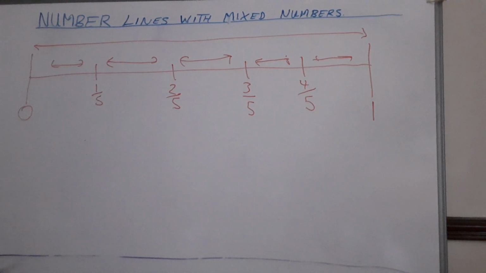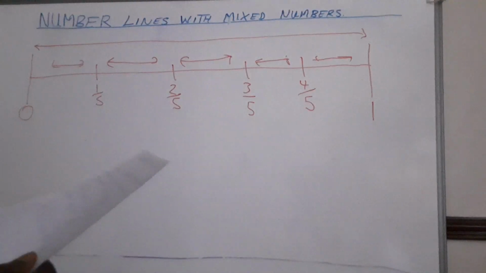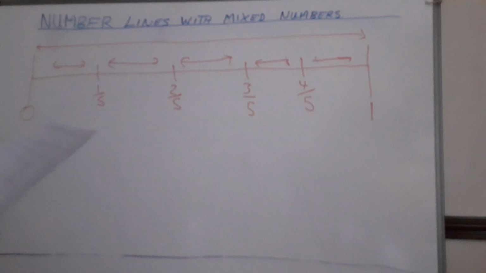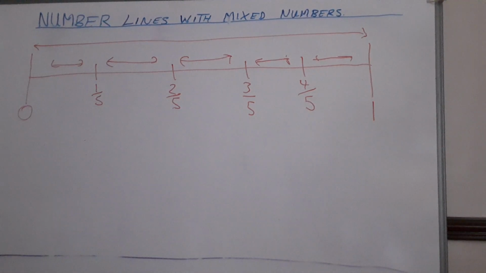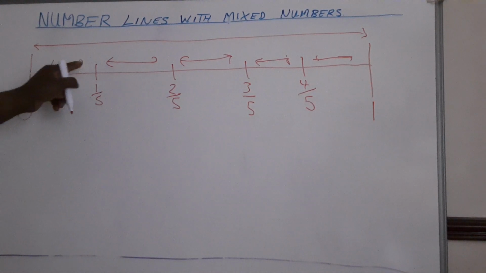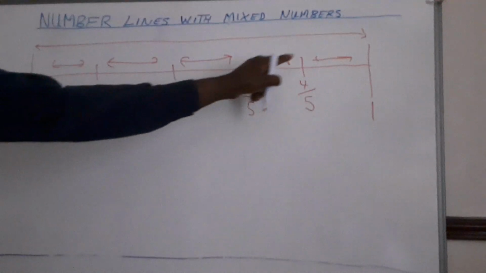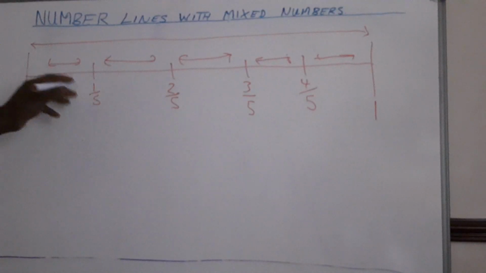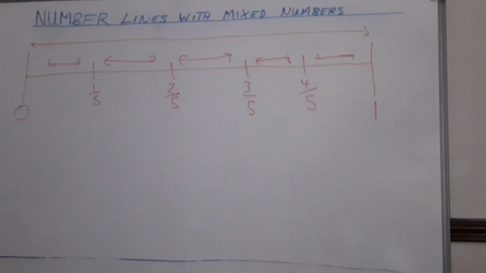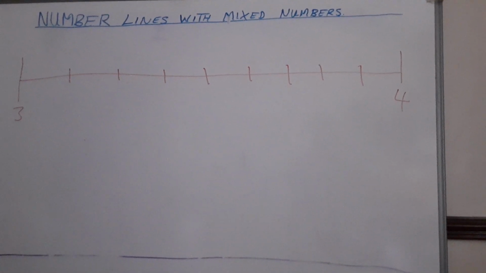So remember, first you have to find the difference value between the start and the end, and then we have to count the number of intervals that we have, and it's 5 because we have 1, 2, 3, 4, 5. So then from there we can label our number line. All right, let's work out another example.